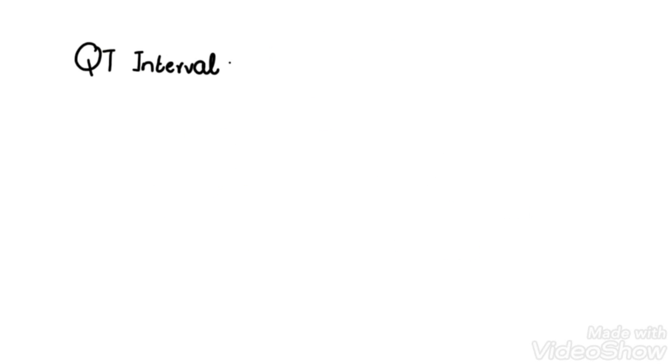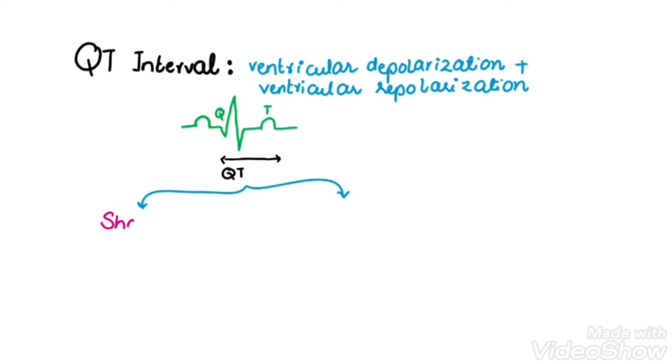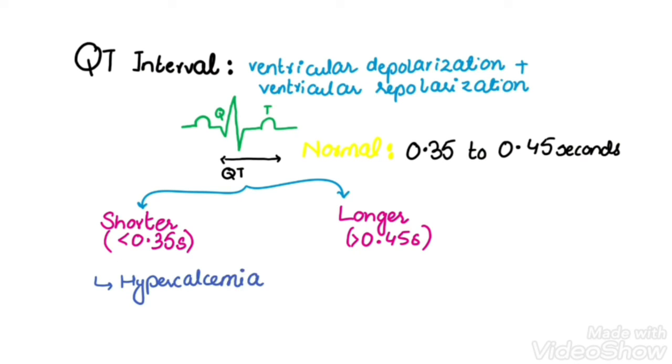Then there is the QT interval. The QT interval comprises the entire QRS complex, the ST segment as well as the T wave. The QRS complex shows ventricular depolarization, whereas the T wave shows ventricular repolarization. So the QT interval includes both of them. The QT interval is normally 0.35 to 0.45 seconds in duration. If it is shorter, it is abnormal, and if it is longer, that's abnormal too.